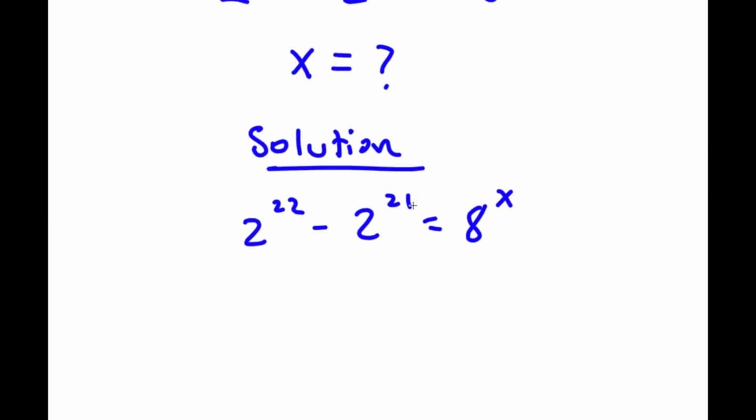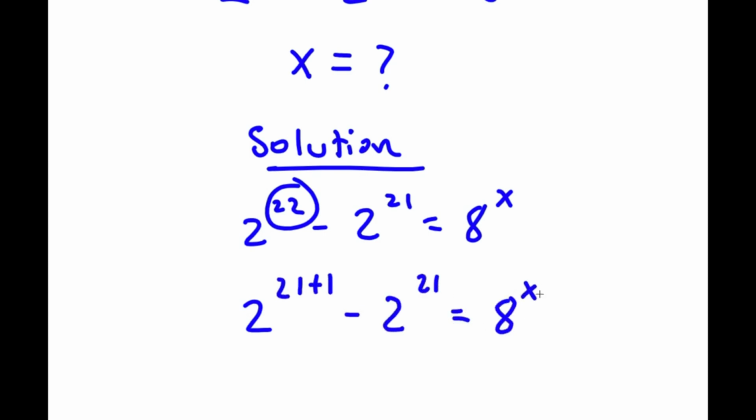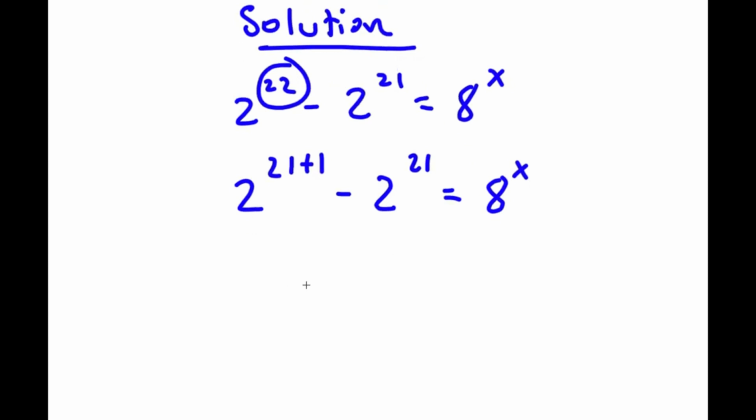Now, it's 22 here. This is the same thing as 21 plus 1. So I'm going to rewrite this as 2 to the power of 21 plus 1 minus 2 to the power of 21 is equal to 8 to the power of x. Now, if I have something in the form a to the power of m plus n, this is equal to a to the power of m times a to the power of n.